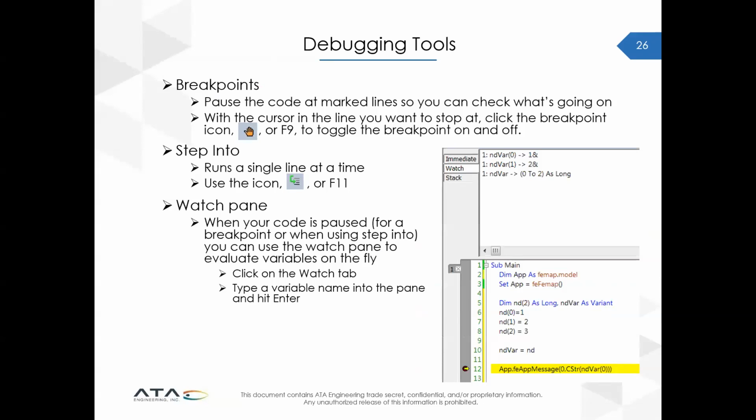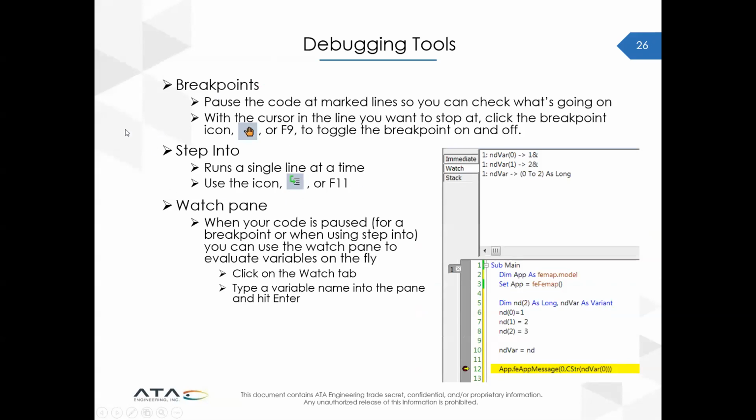To create a breakpoint, you just put your cursor in the line you want to stop at, and either click that hand stop sign or press F9, and that'll toggle the breakpoint on and off. You'll see a red circle, and it'll highlight the line in red. The yellow here indicates that I'm paused at that line, so I've been running.